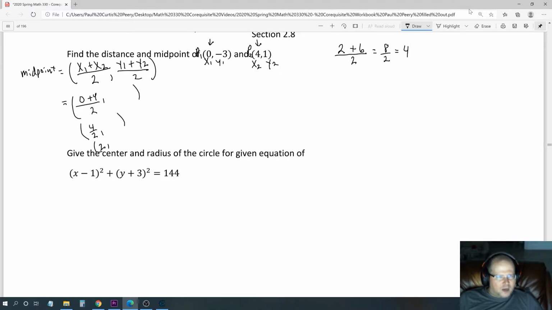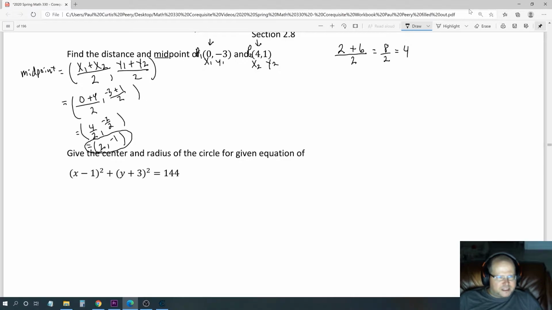Well, the y is going to be y1, which is a negative 3, plus 1 over 2. A negative 3 plus 1 is a negative 2, so negative 2 over 2. And negative 2 divided by 2 is a negative 1. And there we go. Right? So the midpoint of those 2 points is the 2, negative 1. And that's all you're doing for the midpoint.